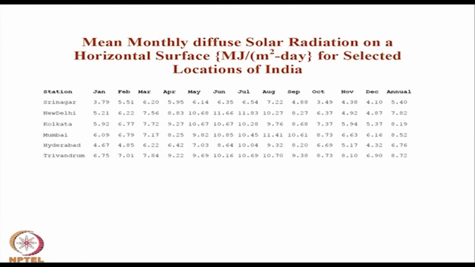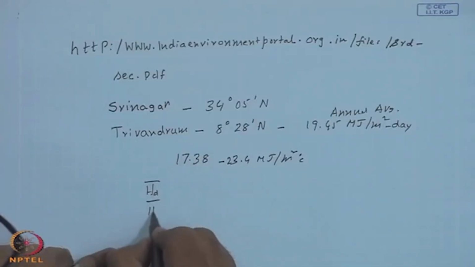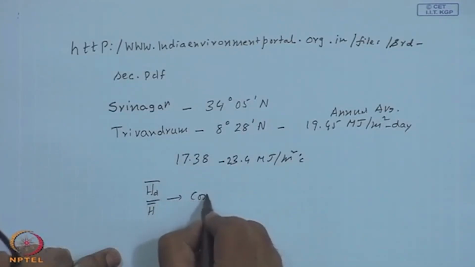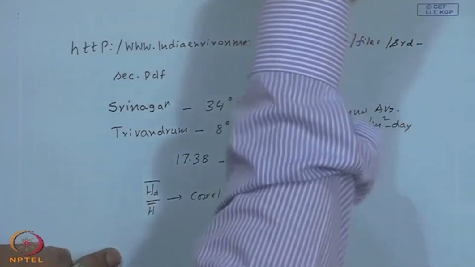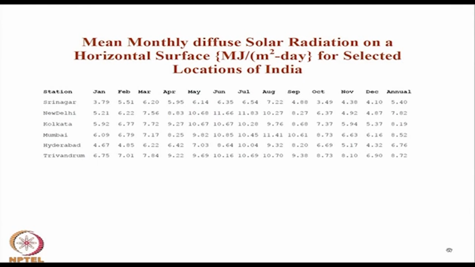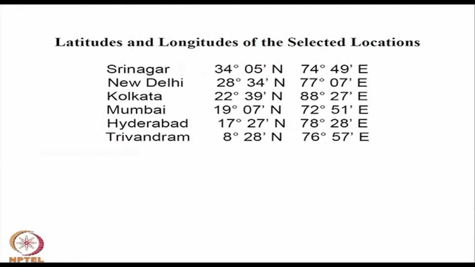One of the ideas of giving this data particularly to you is that you might verify the H d bar by H bar correlations for the Indian locations, because these correlations were developed with mostly North American data. So, their applicability has been tested, but now you have got a lot more data for the Indian locations. So, you might as well re-establish or validate those correlations. So, these numbers may be useful to us when we solve some examples for the Indian locations.